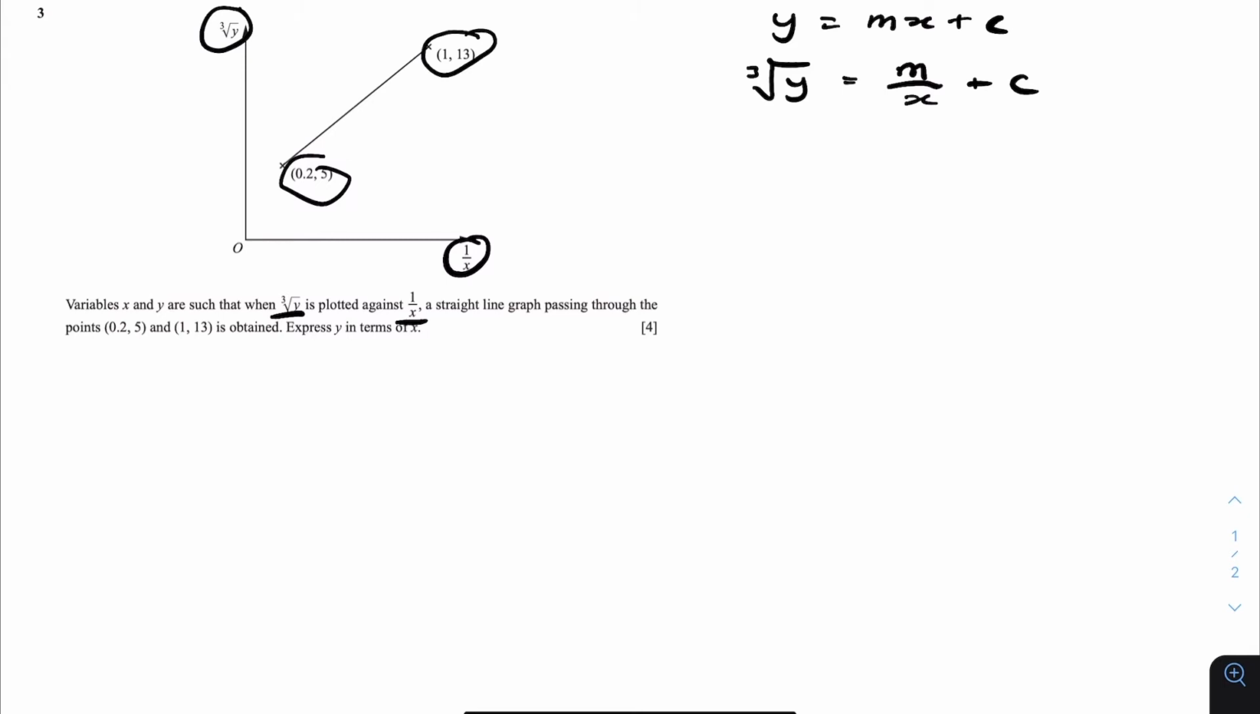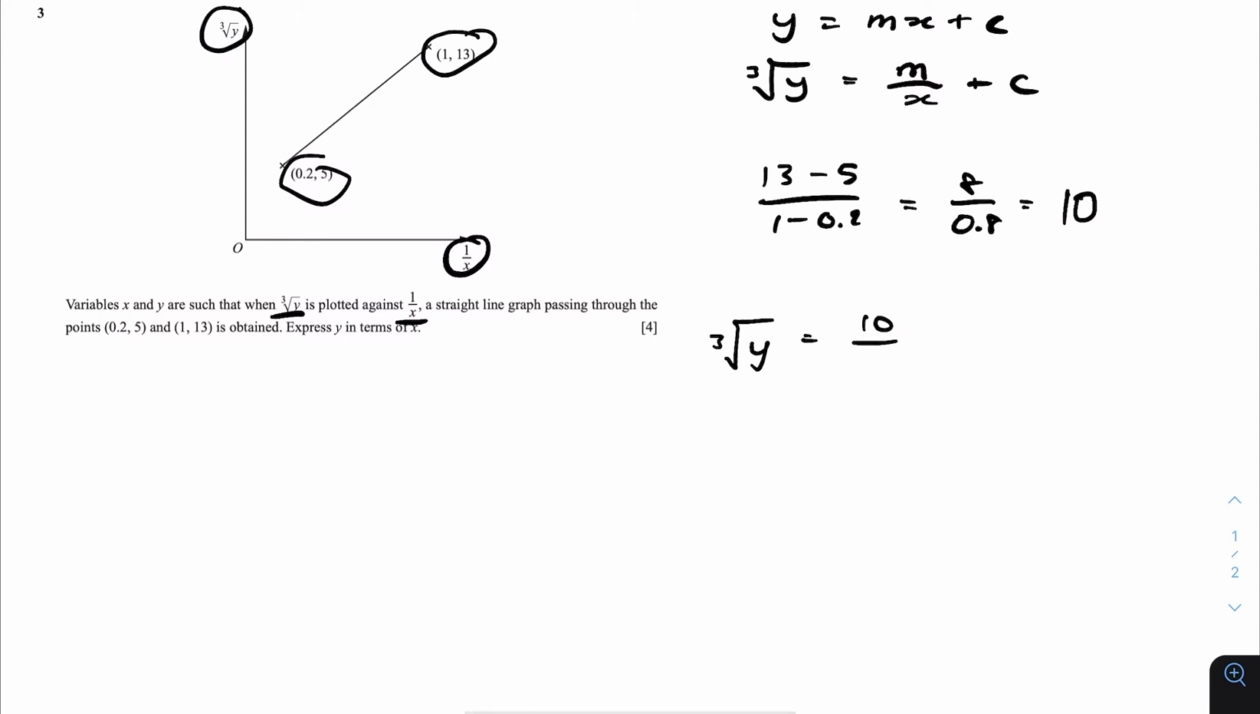So it's 13 minus 5 over 1 minus 0.2, which is equal to 8 over 0.8, which is equal to, and then we can use a calculator to do this. So let's just do it: 8 over 0.8. That's just 10, which is a nice round number. All right, now we've got our gradient, which we can substitute in to get cube root of y is equal to 10 over x plus c.